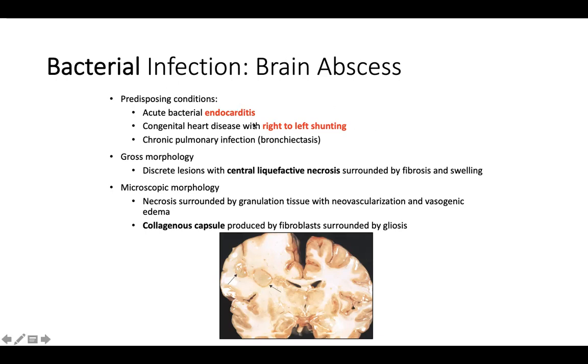So let's say they've got a heart infection, or a congenital disease with a right to left shunt, or a chronic pulmonary infection. They can get a brain abscess. And it's got that central liquefied necrosis surrounded by fibrosis and swelling. The capsule is produced by fibroblasts and surrounded by gliosis. And you can also see vasogenic edema here.